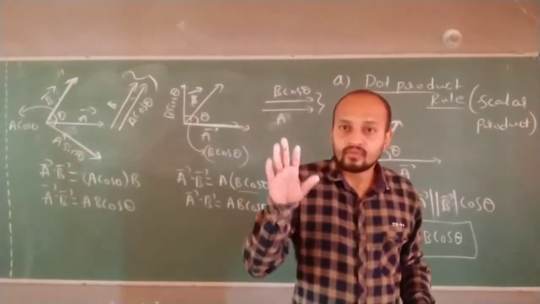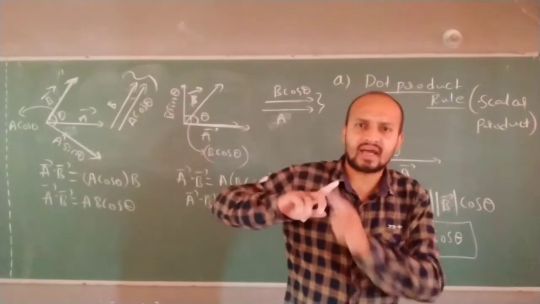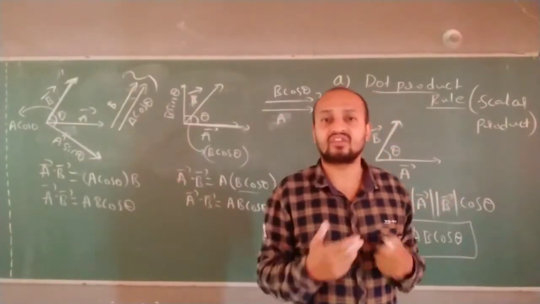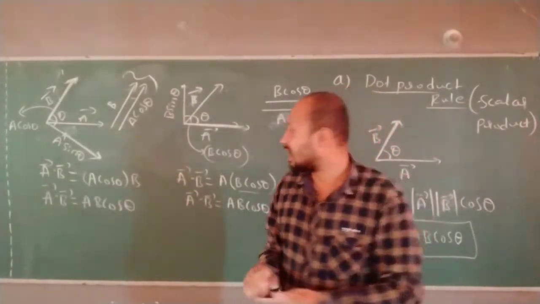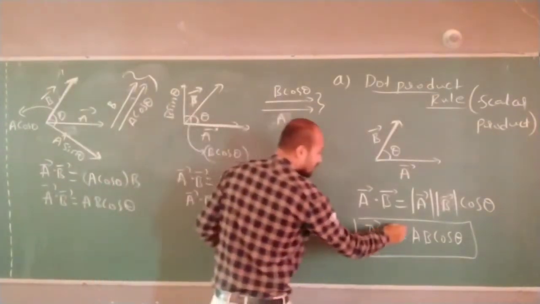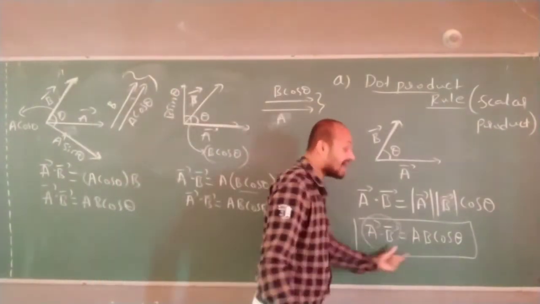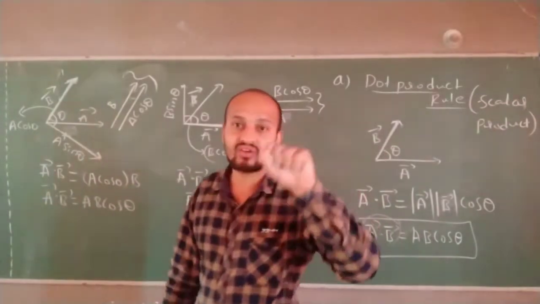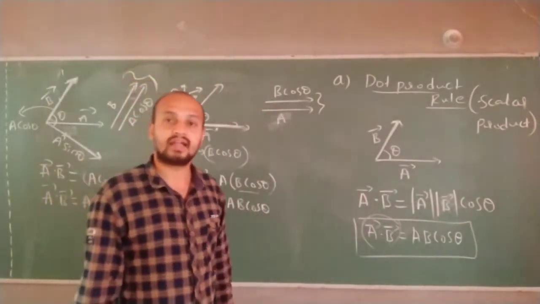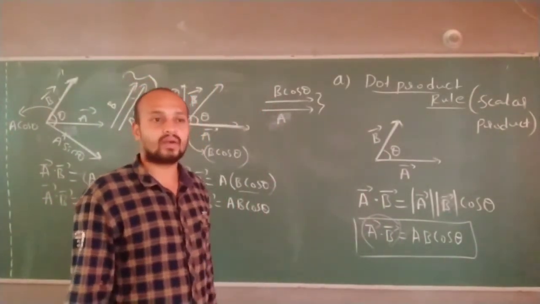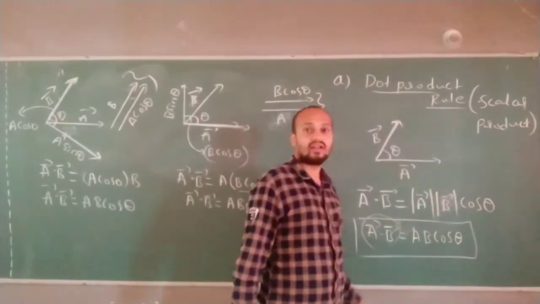So when I am multiplying the quantities which are in the same direction, I call it a scalar product, and whatever product you make, A dot B, whatever answer you get, that will also be a scalar quantity. That is why we call it scalar product.